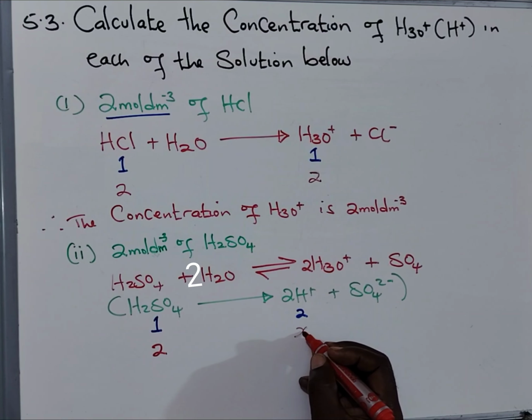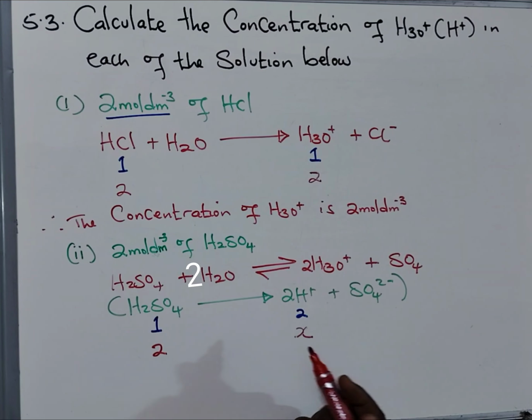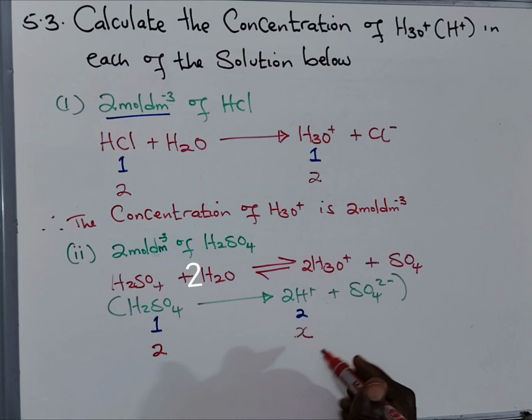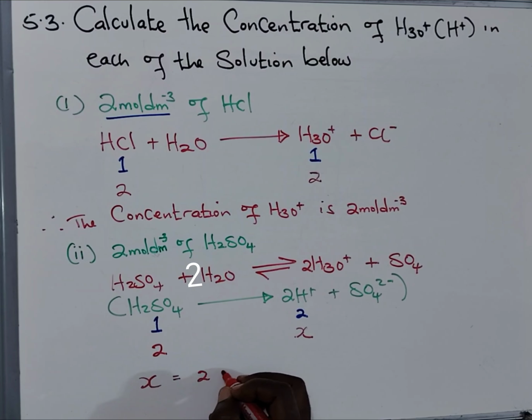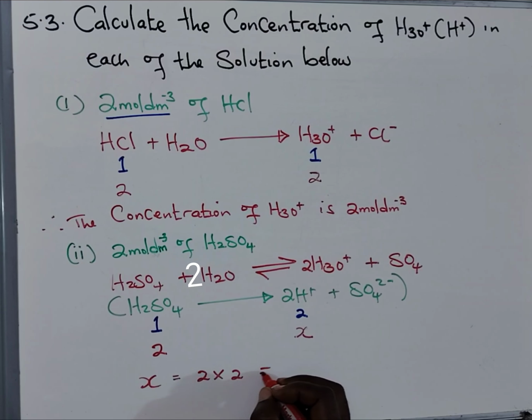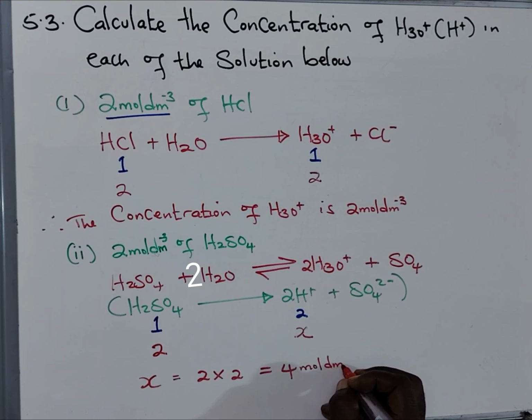So when you reach this situation, what we normally tell learners is just cross multiply. These are directly proportional ratios. So when you cross multiply, you are going to get X equal to 2 times 2, giving you 4. For what? It's the same units. So what are the units here? Moles per cubic decimeter.